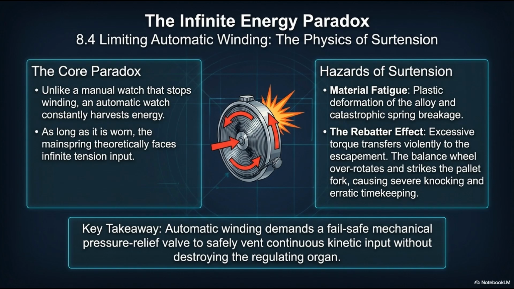Furthermore, there is the rebatter effect. Even before the spring breaks, the massive, excessive torque transfers violently through the gear train to the escapement. This huge burst of power causes the balance wheel to over-rotate, swinging past its maximum safe arc, and physically strike the back of the pallet fork. This causes severe knocking, erratic timekeeping, and physical damage. Automatic winding absolutely demands a fail-safe mechanical pressure relief valve to safely vent this continuous kinetic input.